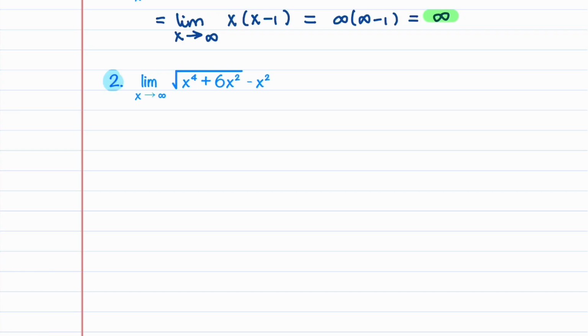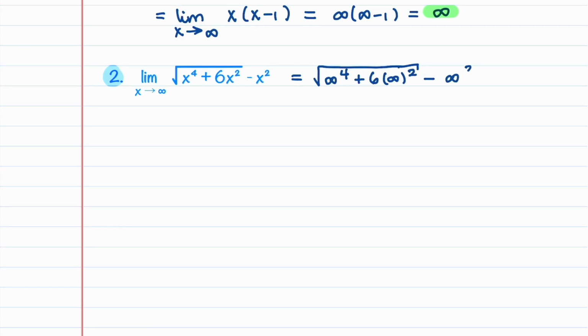Let's now look at our second example. Again, we're going to start by plugging in that x is going to infinity. So we have the square root of infinity to the fourth plus 6 times infinity squared, minus infinity squared. This is equal to the square root of infinity to the fourth. We're going to ignore the 6 infinity squared because it's a lot smaller compared to the infinity to the fourth. And then we subtract infinity squared. But the square root of infinity to the fourth is like infinity squared. So this is really the indeterminate form infinity minus infinity.